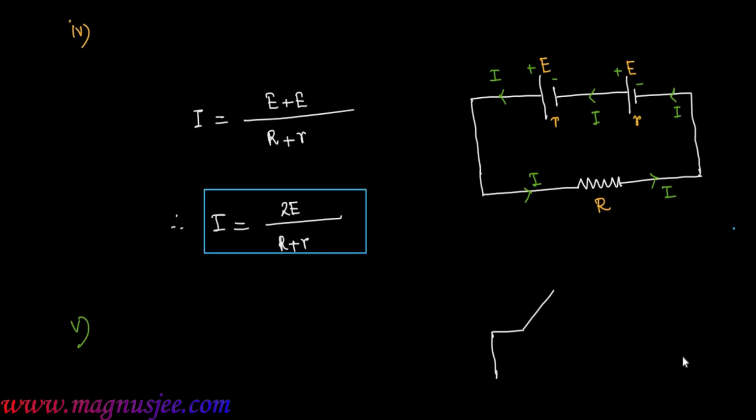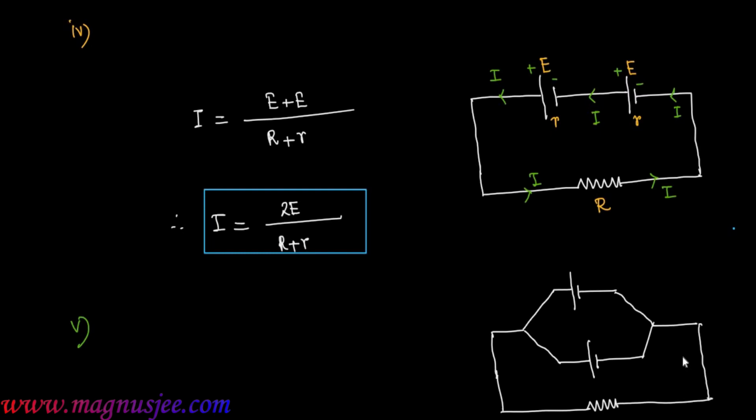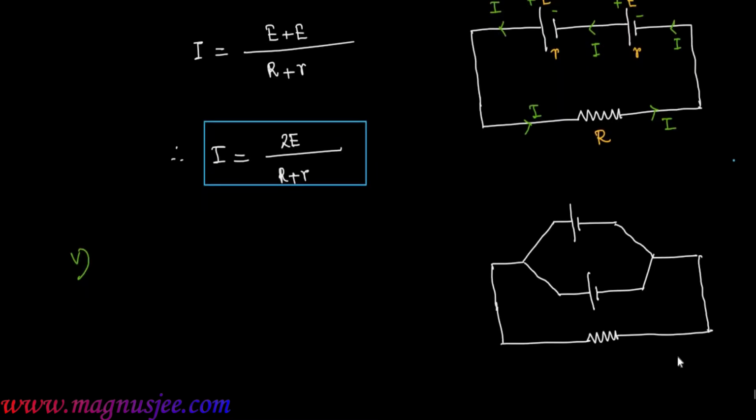Number 5. Now we can consider two electric cells having the same or equal EMF connected in parallel combination. These are the two electric cells which are connected in parallel combination, and this parallel combination of two cells is connected to an external resistance capital R. E is the EMF of each cell, r is the internal resistance, capital R is the external resistance, and I is the current which is flowing through the external resistance capital R.